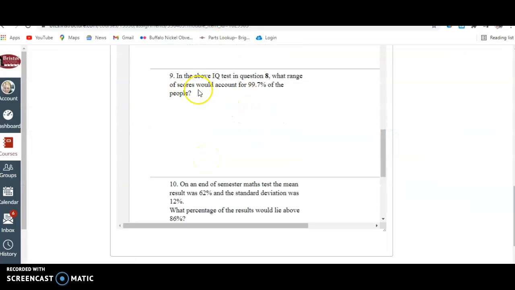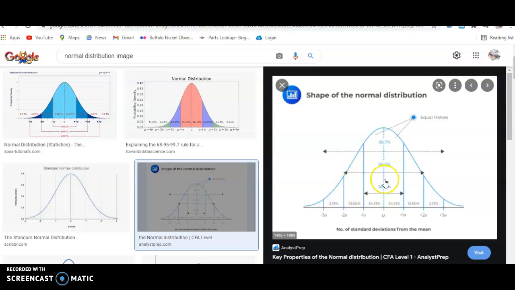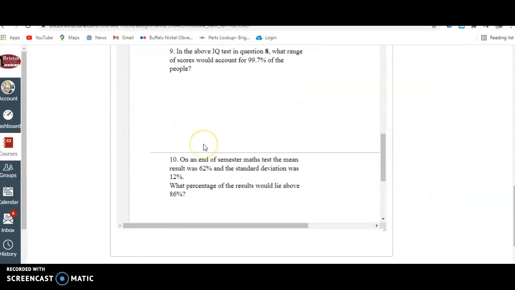Number 9, it says what range of scores would account for 99.7% of people? Well, 99.7 is just one more standard deviation, right? So you just go 12 lower on your scores and 12 higher on your scores, and that would be 99.7.